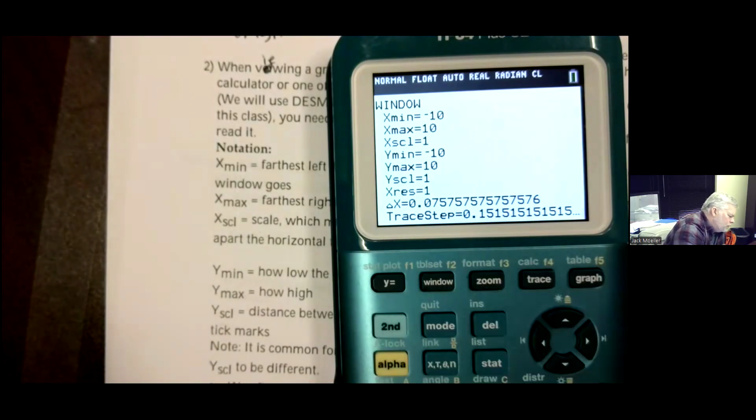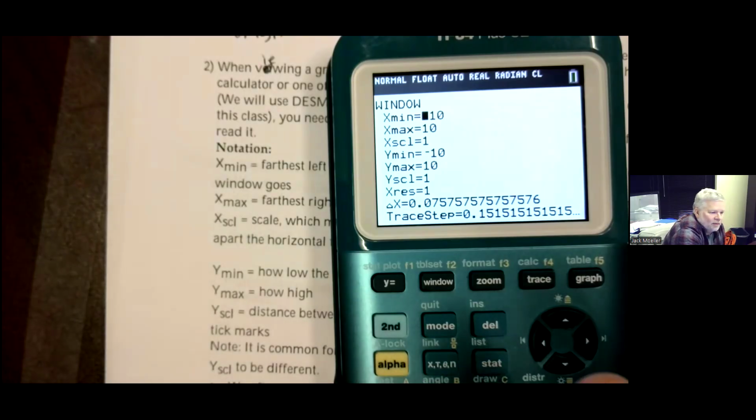Same way with the Y. So the Y min is how low the graph goes, Y max is how high it goes. And so this tells us the scale is still counting by ones. So this is the default window for the graphing calculator. Ignore the res and all the rest of that stuff. You don't need to mess with that.